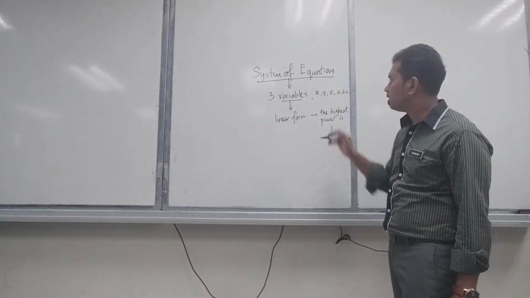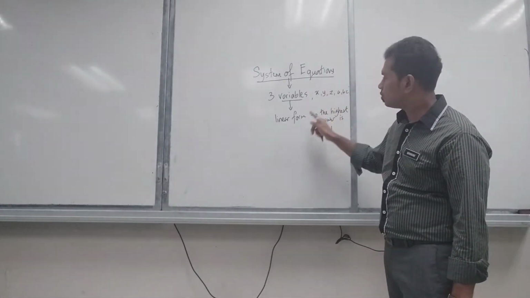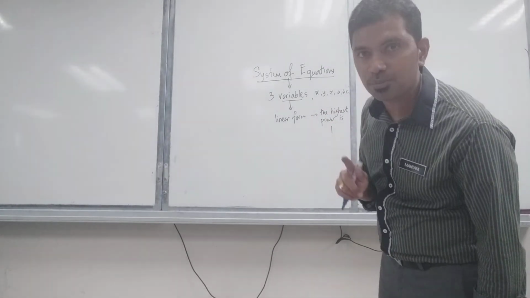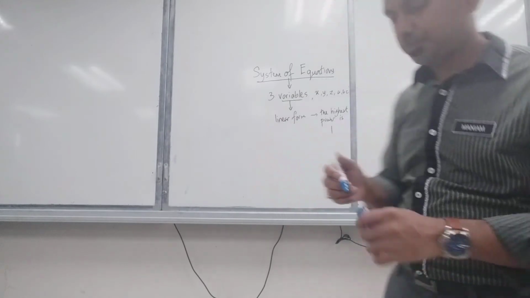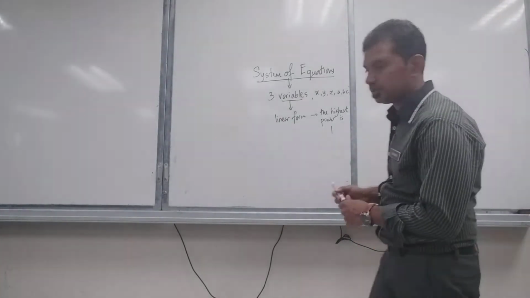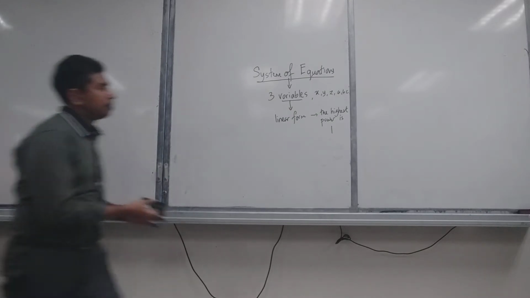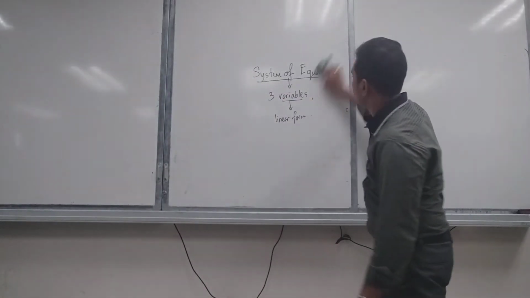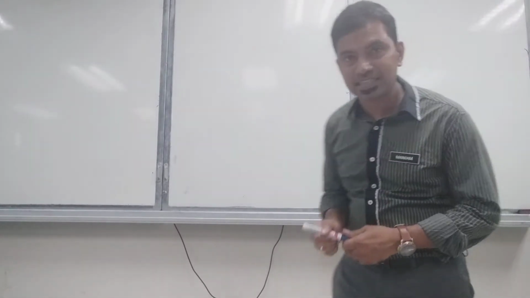Remember, these are the two important things: must have three variables and also should be in linear form. Linear form means power is 1. Next, let me give you some examples.